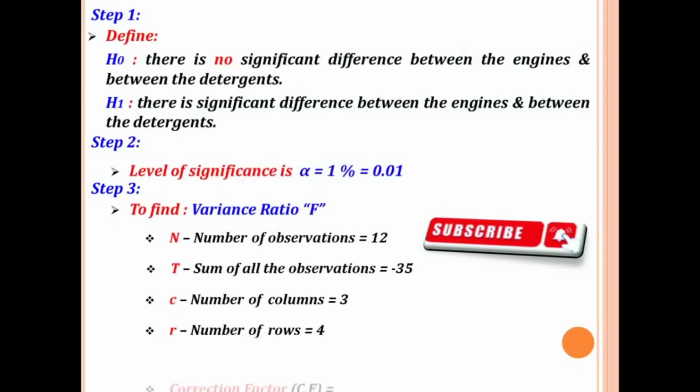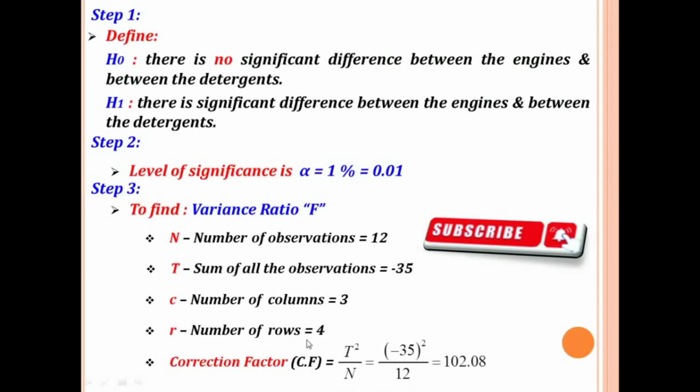Next I'm going to find the correction factor. What is the correction factor? T square by n. We know the T value is minus 35. Taking minus 35 square by 12, using a calculator, we get 102.08. Next I'm going to find SST.